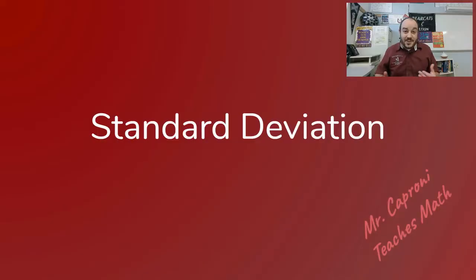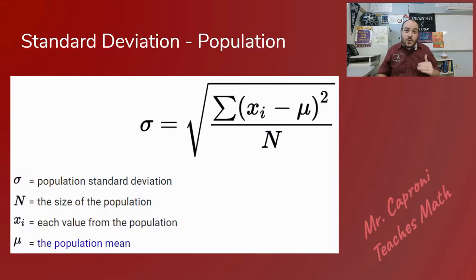That's enough with the small talk. Let's go ahead and figure out how to use the formula to actually find this thing. Now, we're going to look at two versions of the formula today. The first one's going to be the population formula, which is this one right here. You can see a lot of the population symbols that we're used to, such as the mu for the population mean, and that is a lowercase sigma that they're using for the population standard deviation.